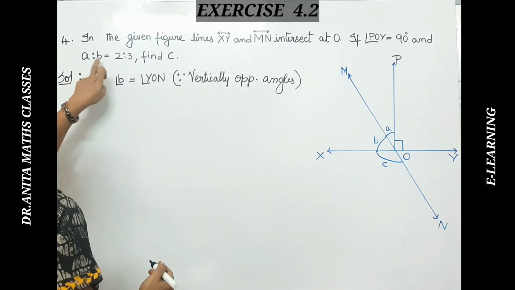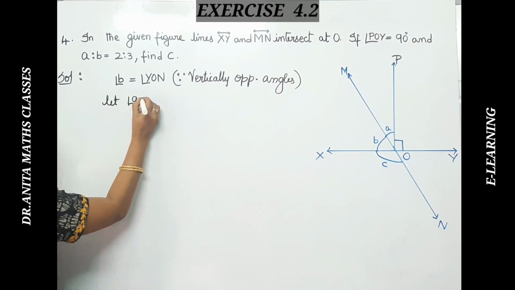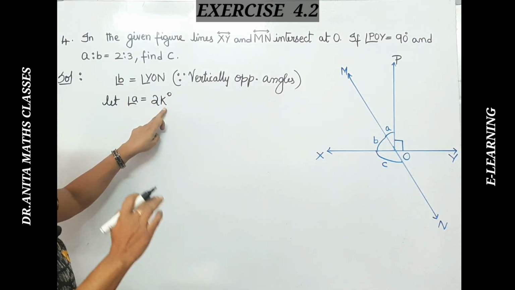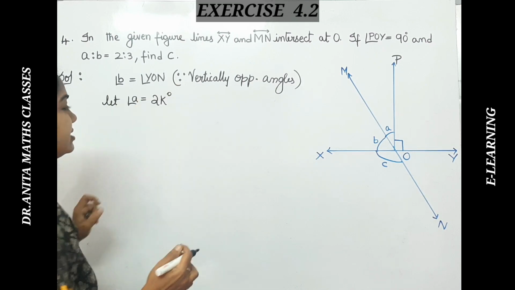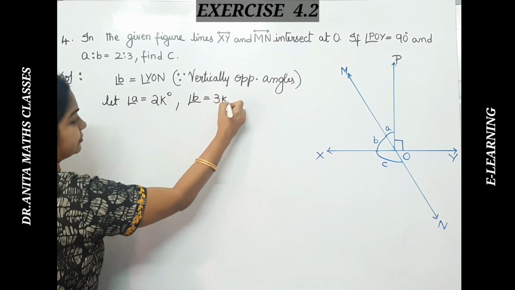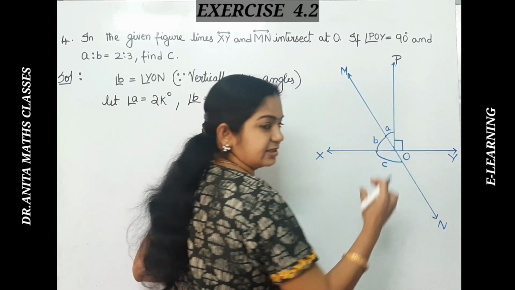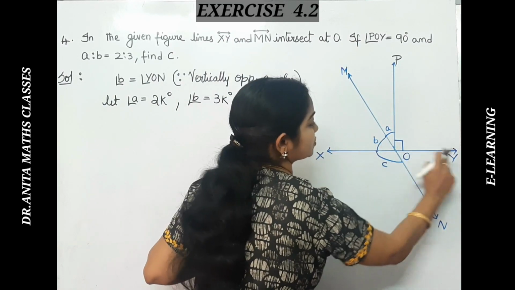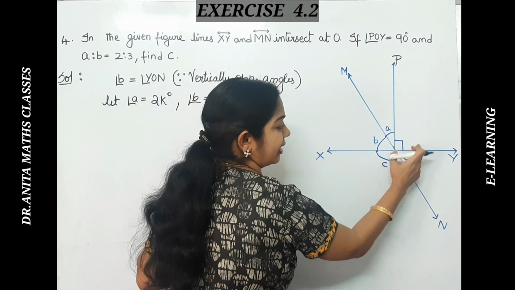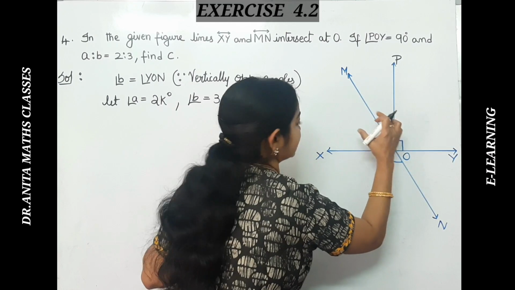And also given information A is to B is 2 is to 3. So let us suppose angle A equals 2K degrees, because the given ratio is 2, that means 2K. Let us suppose K as my constant. Angle A is 2K degrees and angle B equals 3K degrees. Here POY is given as 90 degrees. We know that XY is a straight line. On a straight line, the angle subtended is 180 degrees. Although we have this as 90 degrees, so this must be 90 degrees, right?